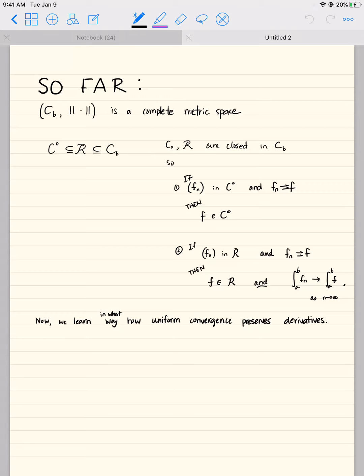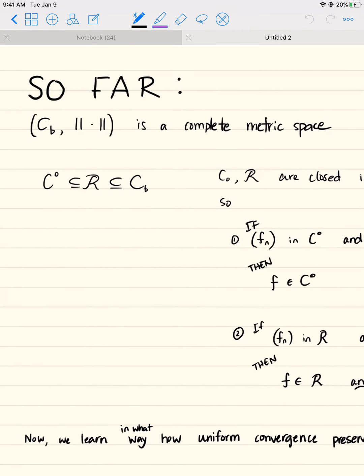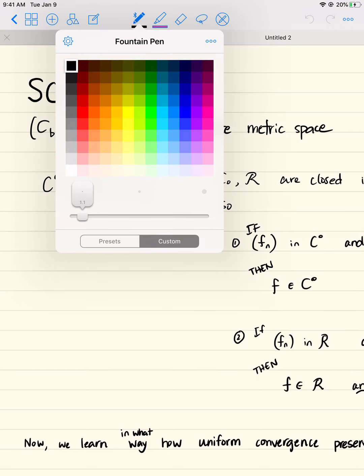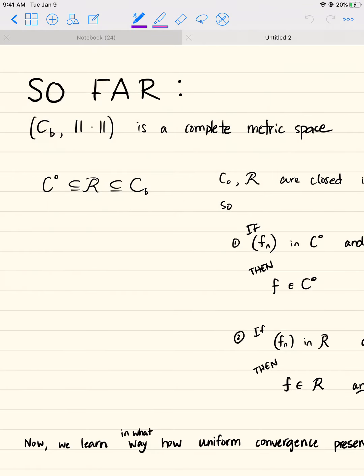Hello. I wanted to recap what we've done so far and then start with our main theorem. So far, we have discussed how the set of bounded functions, real valued functions from a closed interval AB, is a complete metric space.